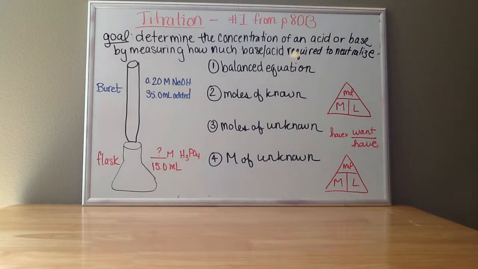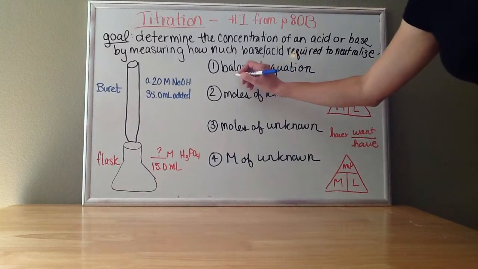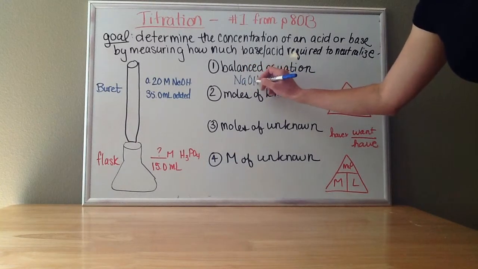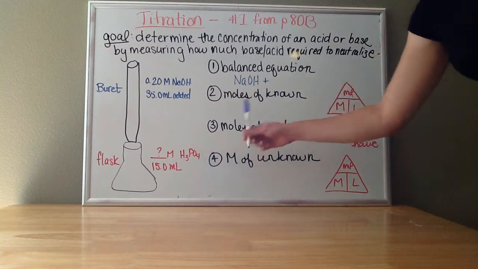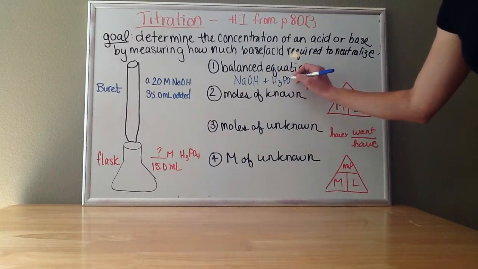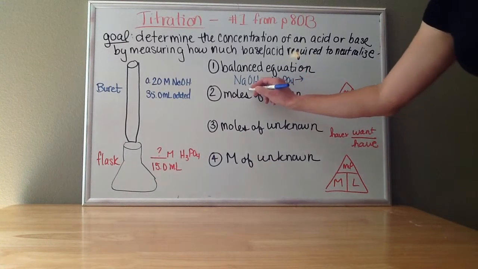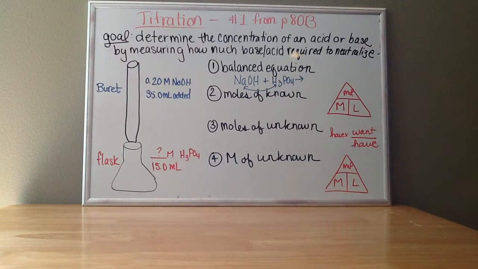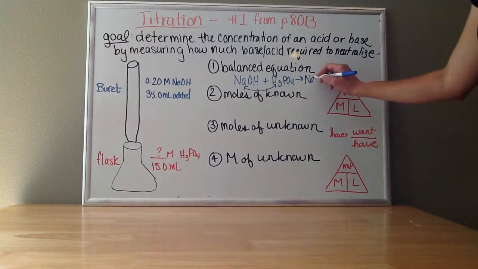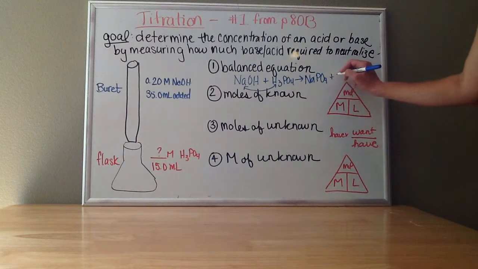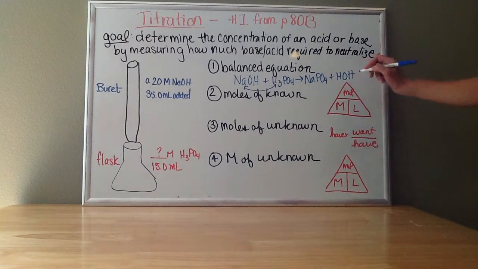So there are 4 steps that you are going to take whenever you are doing a titration problem. The first step is to write out a balanced chemical equation. So this is an acid-base reaction. Figure out what your acid is, what your base is, and neutralization reactions are double displacement reactions. So our base is NaOH, and we're going to react NaOH with our acid, which is H3PO4. It's a double displacement reaction, so the H is going to switch places with the Na. So the Na is going to go with the PO4, and the H is going to go with the OH.